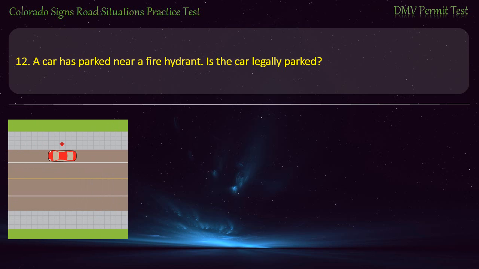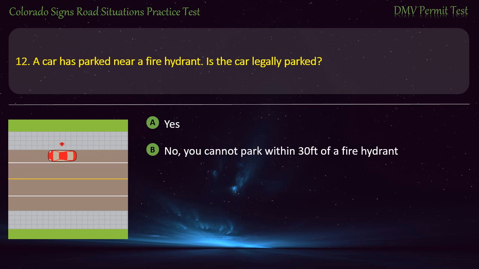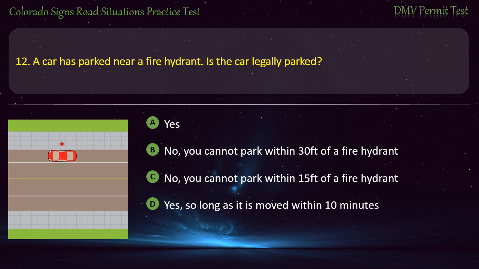Question 12. A car has parked near a fire hydrant. Is the car legally parked? Yes. No, you cannot park within 30 feet of a fire hydrant. No, you cannot park within 15 feet of a fire hydrant. Yes, so long as it is moved within 10 minutes. Answer. No, you cannot park within 15 feet of a fire hydrant.